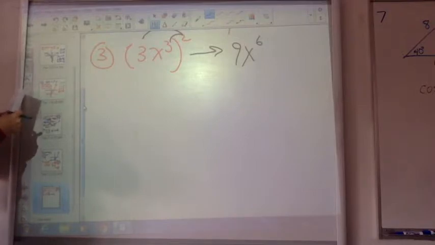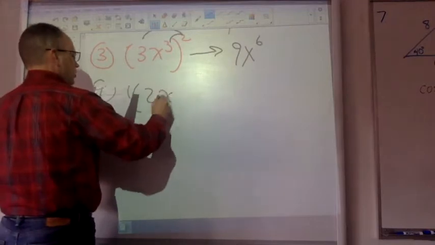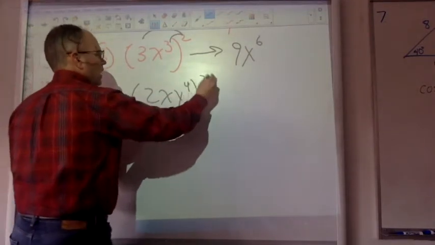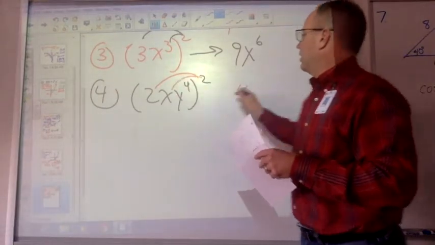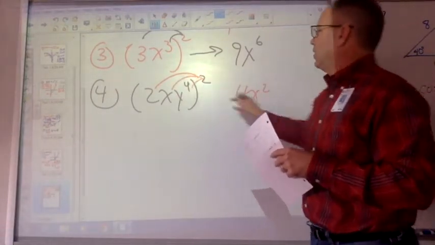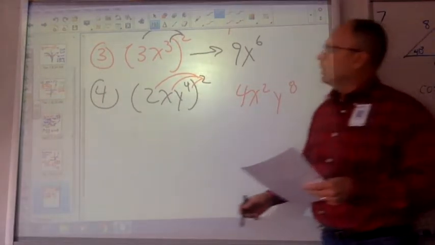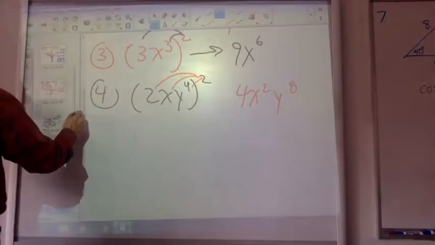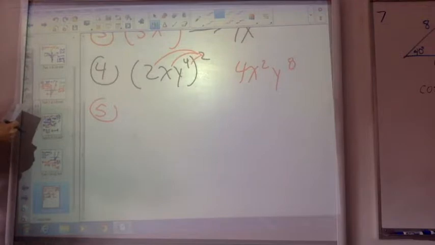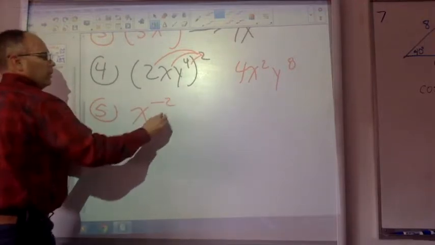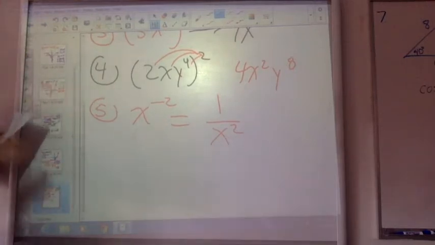Let's see, number 4. 2x y to the 4th, squared. This distributes here, giving me 4. This distributes here, giving me x to the 2nd. This goes here, which gives me y to the 8th. That's my answer. Number 5. X to the negative 2 is 1 over x squared. Number 6.